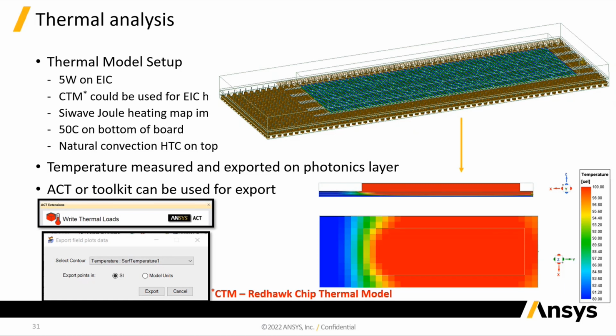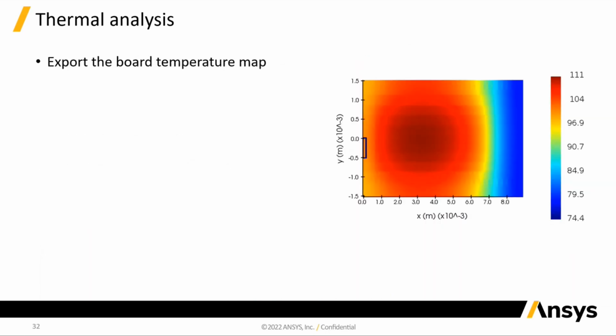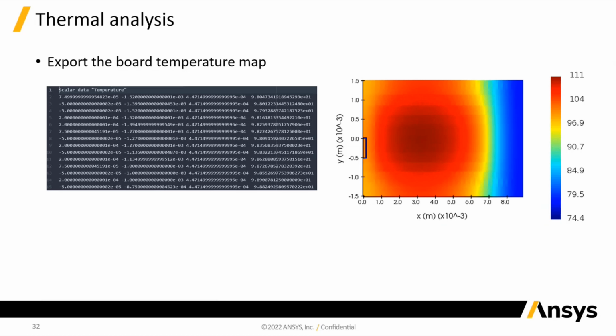The optical circuit will be put on the same board, and we want to find the best place to locate it. We use 5 watts in the EICs, and the EIC heating could come from the CTM. Then the drawn heat is improved from the SI wave. I usually set up the whole board power map to do this setup.